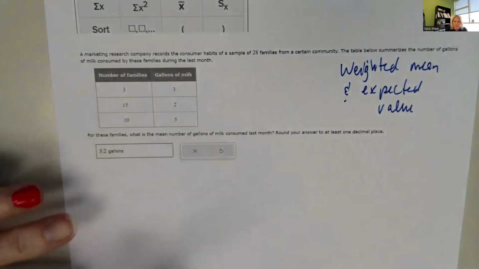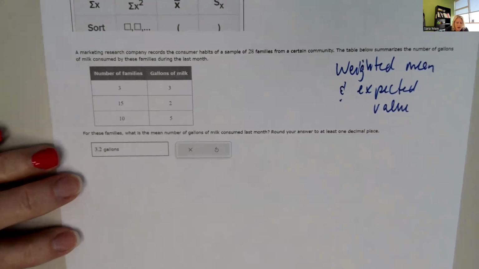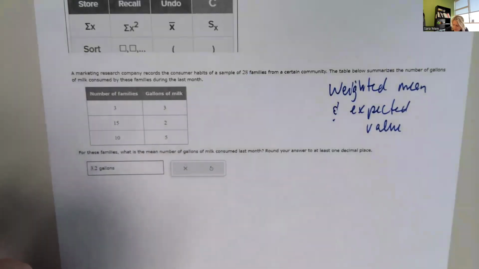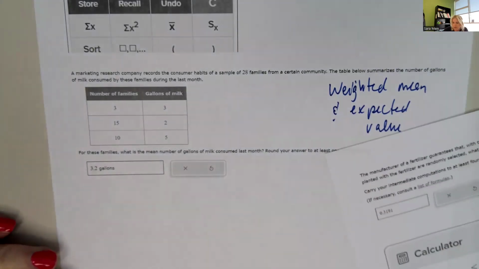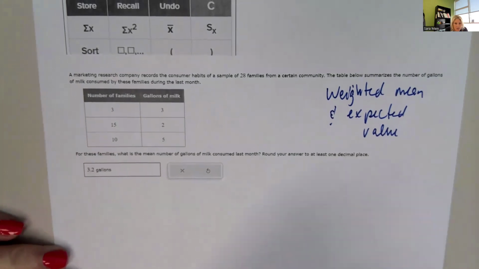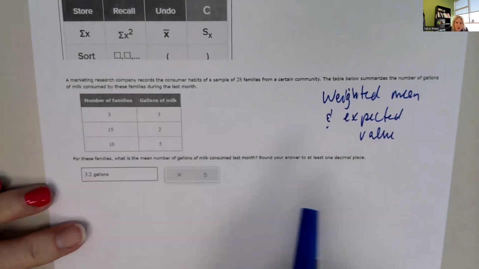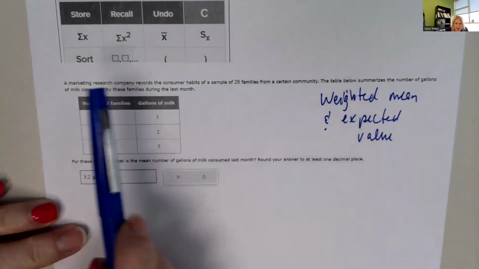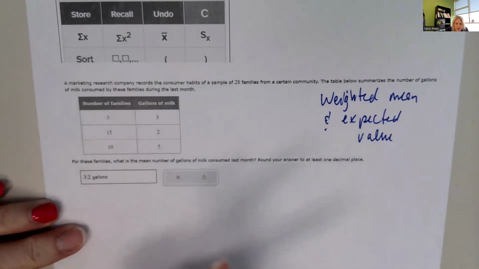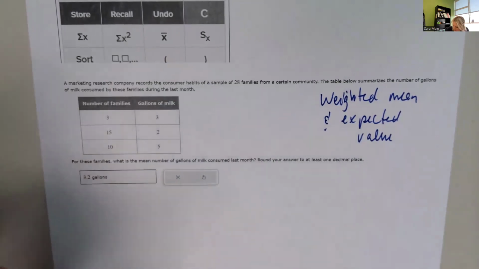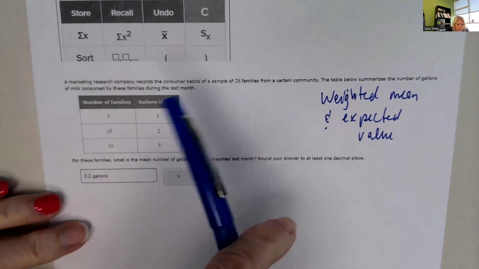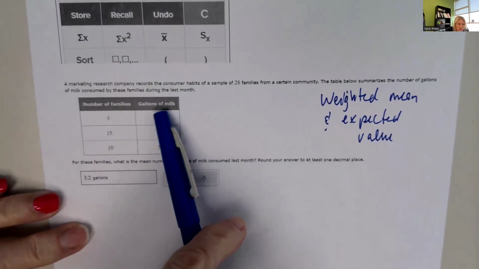Hello, I wanted to make a few videos on how to be successful in solving the weighted mean and expected value problems in ALEKS, because on the midterm and final, you will not be able to use or have access to Desmos. So remembering that a weighted mean or expected value has two columns of data that we use. So in a weighted mean, we have the possible outcomes.